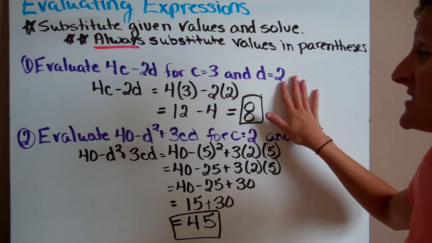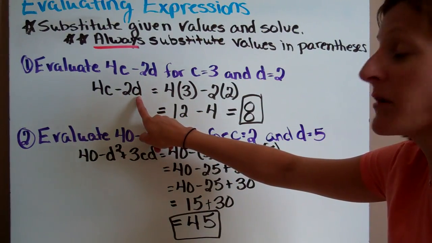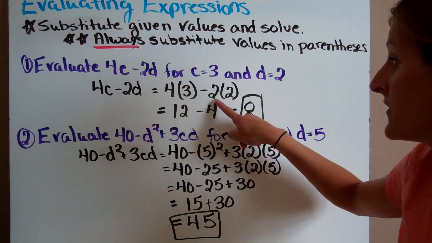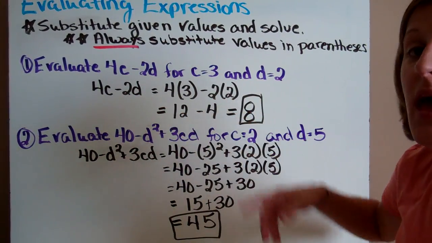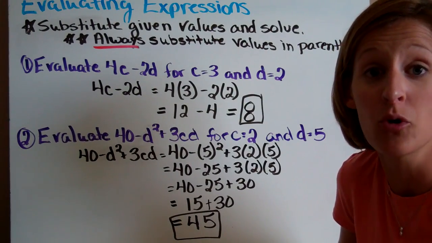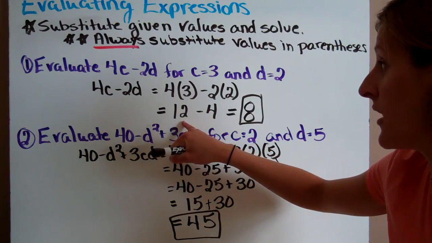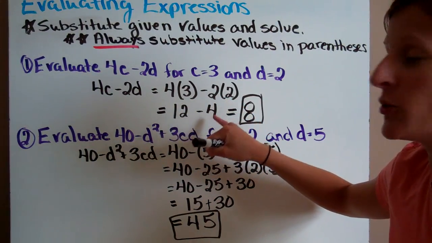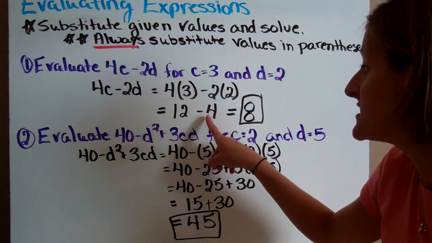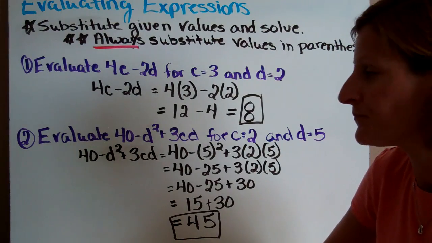Now I'm going to take my d, and it's set to equal 2. So where I see d, I'm going to put 2 in. So this is really 2 times d, or this is 2 times 2. Now I use order of operations to solve. I need to do my multiplication first. So I'm going to do 4 times 3, which is 12, and 2 times 2, which is 4. Now I can subtract. So 12 minus 4 is 8. And 8's going to be my answer.